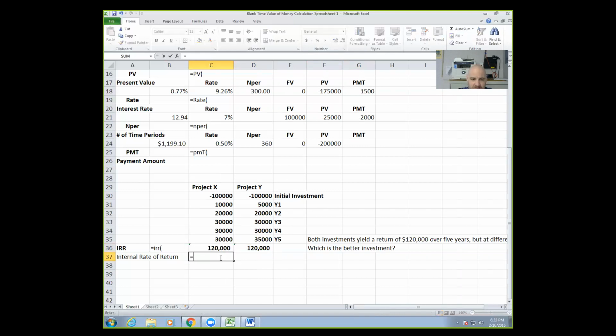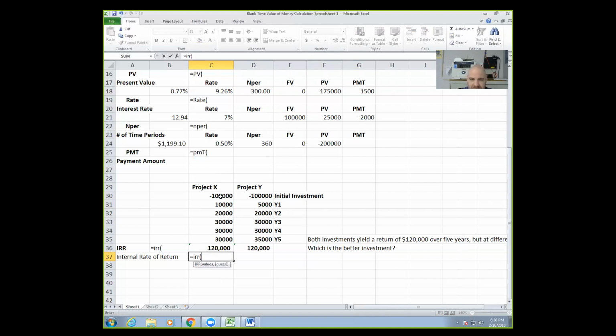So I'm going to put in equals IRR, just like the other ones. And now for this one, it just says values. So this is sort of key for IRR. You always want to start out with what your initial investment is and make sure it's a negative number. And then after that, you have your series of returns, and they should be sequential. So year 1 goes first, year 2 second, which is why I have them lined up this way.